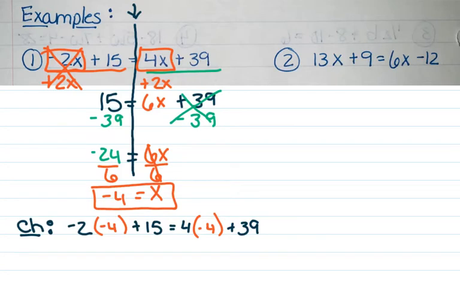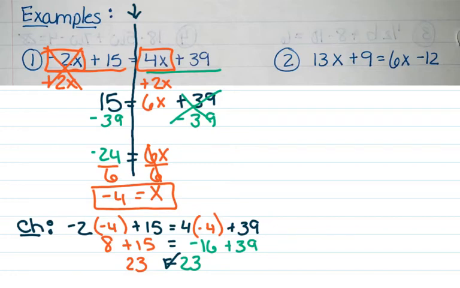Negative 2 times negative 4 is a positive 8 plus 15. That's what I have on the left. 4 times negative 4 is a negative 16 plus 39. That's what I have on the right. Now I'm going to add: 8 plus 15 is 23. Negative 16 plus 39 is also 23. Because I got 23 on both sides of this equation, I know I solved it correctly. Let's move on to the next example.